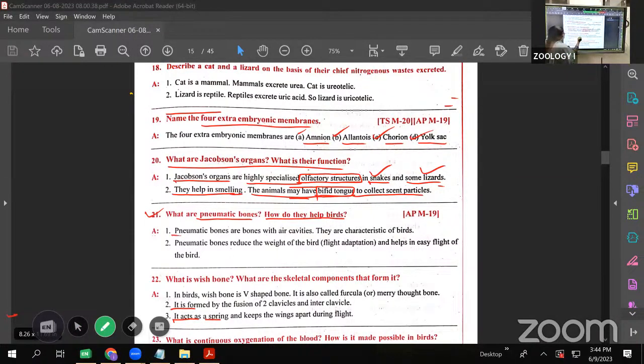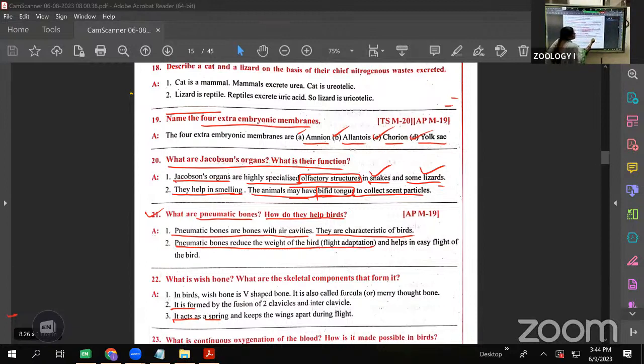Pneumatic bones have air cavities. Without bone marrow, they have air cavities. They are characteristic of birds, and the pneumatic bones reduce the weight of the bird. The hollow space is there inside the bone, with air cavities, so automatically the weight will be decreased. That's why they can fly easily in the air.